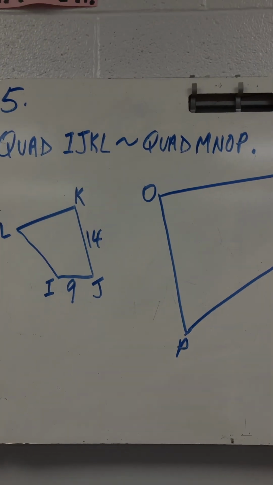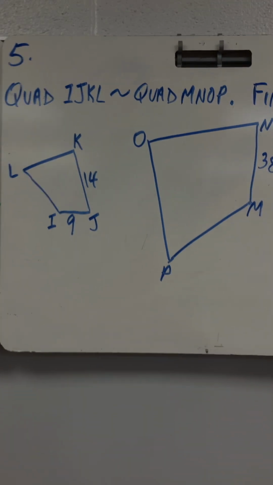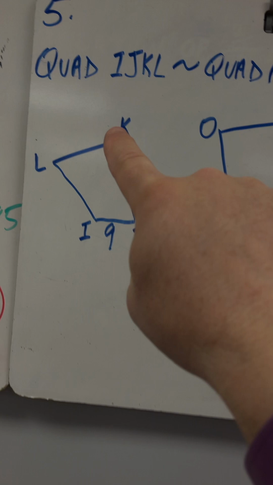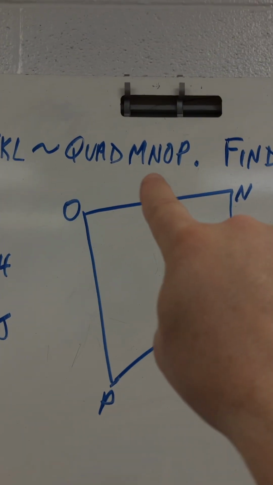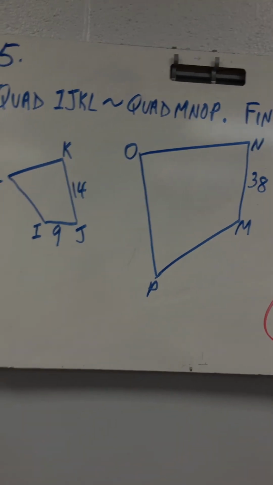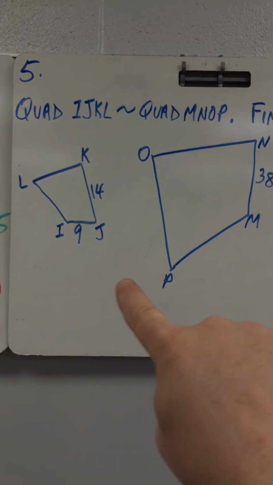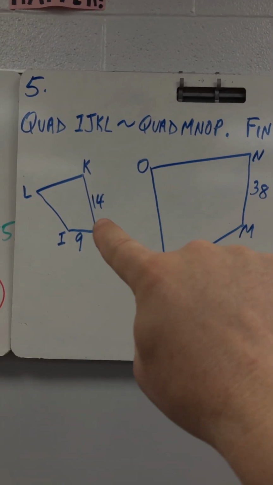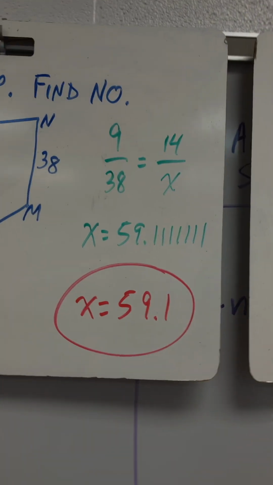IJKL corresponds with MNOP. All right, I'm going to start with IJ. IJ is 9. What does IJ correspond with? MN. Okay, so 9 over 38 is going to equal 14 over X. And you get 59.1.